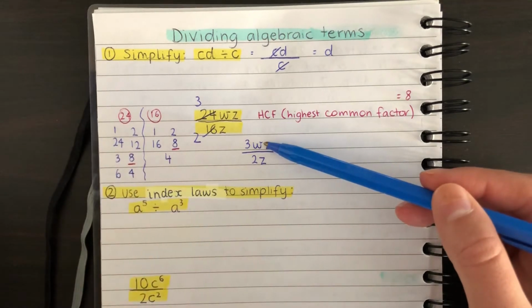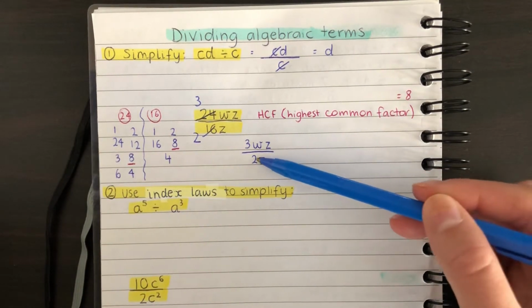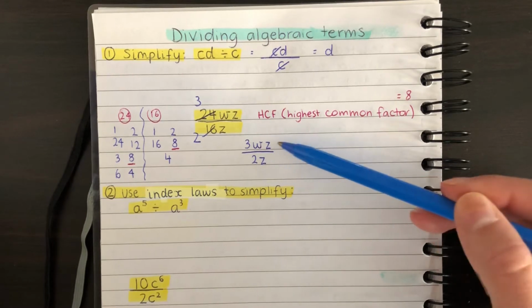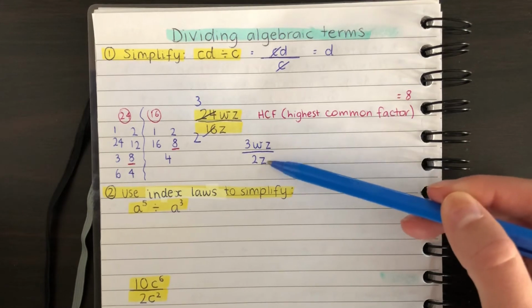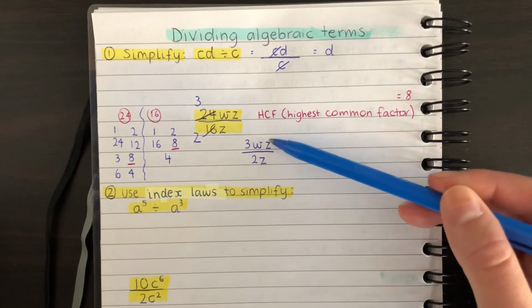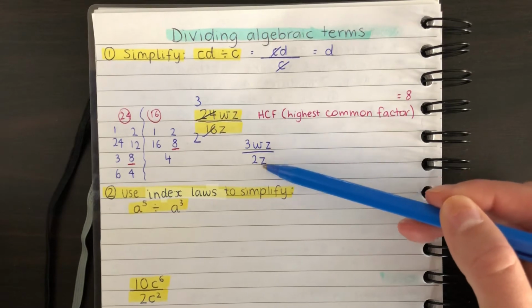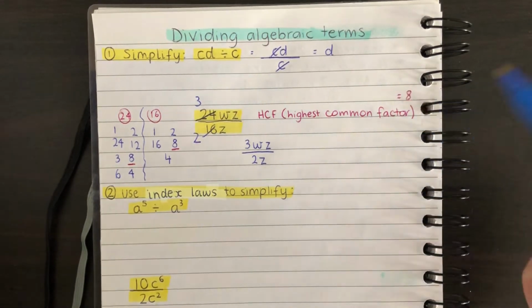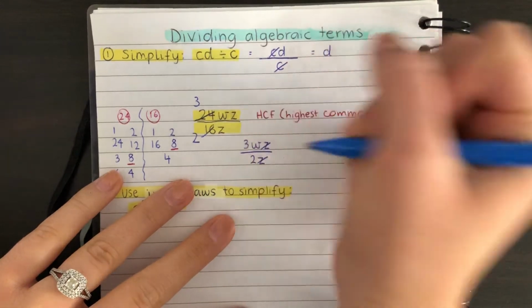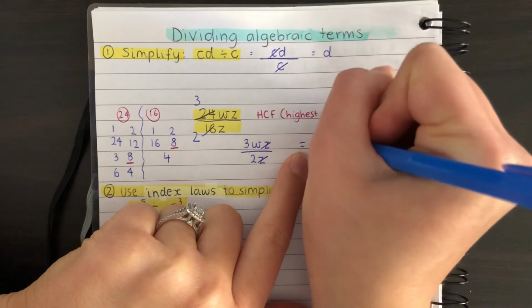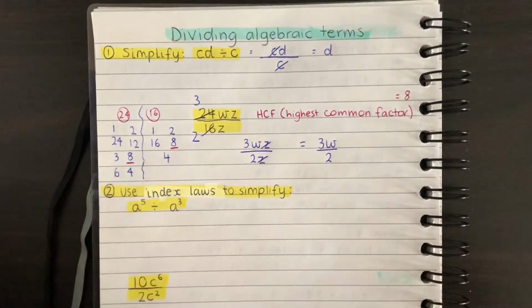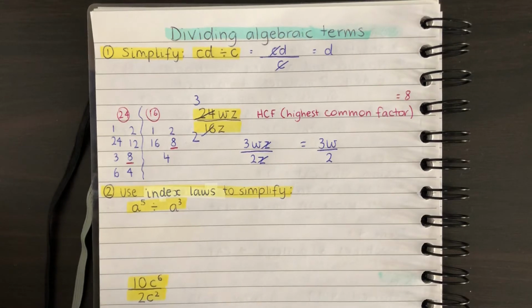So you can see we have a W up top, but no W down the bottom, so that has to stay. We have a Z over here up the top and another Z down the bottom, which means because there's a Z up here and a Z down there, we can go ahead and cross them out. Okay, because anything divided by itself equals 1. Now, that's our answer. 3W on 2 is our answer. Okay.